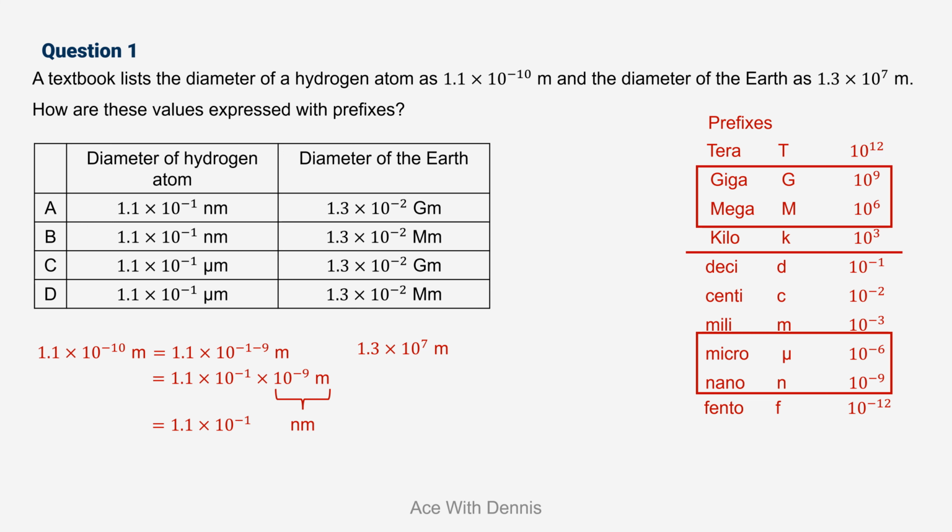We'll do a similar process for the diameter of the Earth, which is 1.3 times 10 to the power of 7 meters. It can be written as 1.3 times 10 to the power of negative 2 plus 9 meters. Then split them into 2, we'll get 1.3 times 10 to the power of negative 2 times 10 to the power of 9 meters. So 10 to the power of 9 meters is gigameters. Hence, the value is 1.3 times 10 to the power of negative 2 gigameters. Therefore, the answer is A. Diameter of hydrogen atom is 1.1 times 10 to the power of negative 1 nanometers, and diameter of the Earth is 1.3 times 10 to the power of negative 2 gigameters.